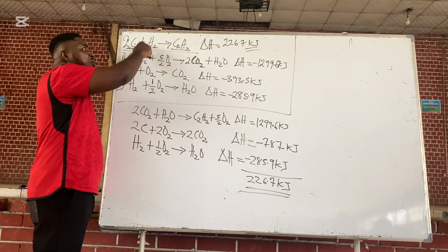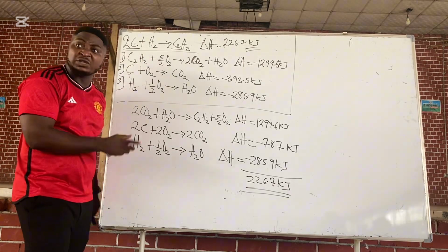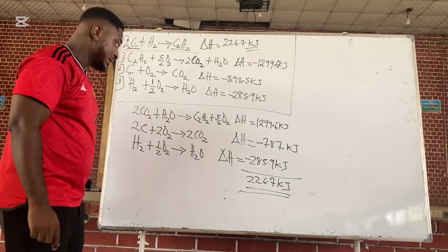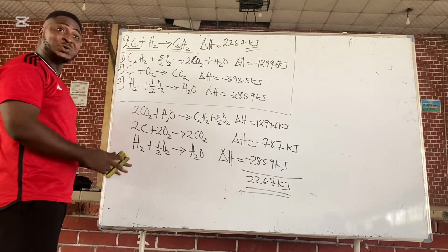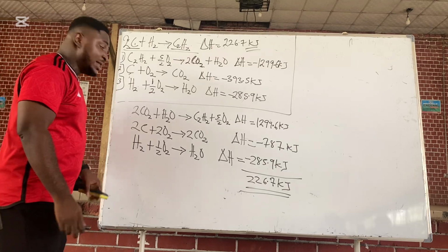But this equation we're looking for does not have oxygen, but there's oxygen here. What happens to all the oxygen? They will cancel out. I will show you. By the time I'm done with them, class, they will all cancel, they will all run away. Let me join these three equations.